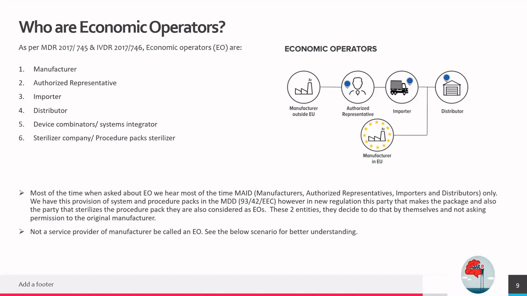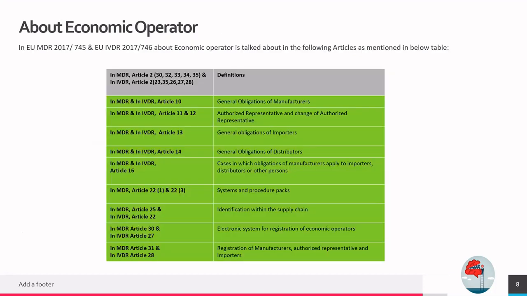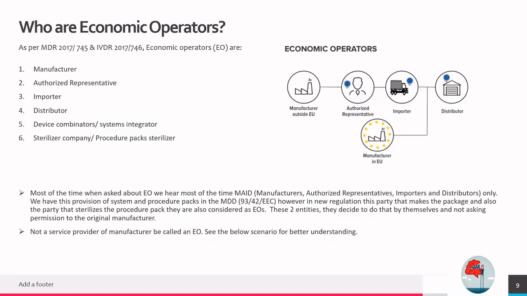What does Article 16 tell? Cases in which the obligations of the manufacturers apply to importers, distributors, or other persons. So normally a service provider is never an economic operator. Also, there is an exception where you are dealing with fulfillment service providers, where you are doing more than just moving boxes. So what are fulfillment service providers? In the coming slide we will see.